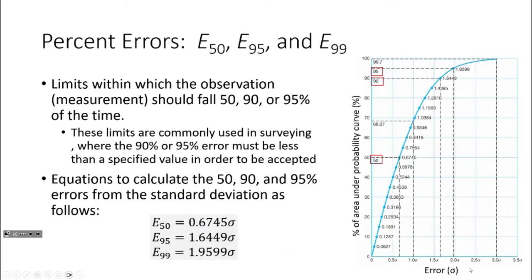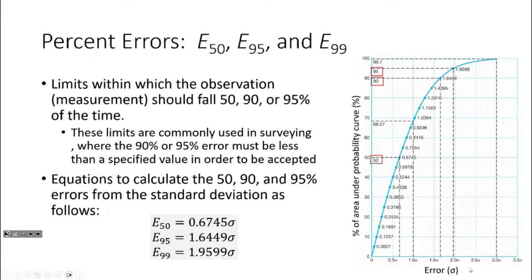And so what we do is we have those, we call those percent errors, okay? So what we do in surveying is we essentially define three percent errors. So we have an E50, an E95, and E99. Okay, so instead of looking at a standard deviation and finding a percent range, it's instead looking for a target percent range and figuring out what that standard deviation needs to be.